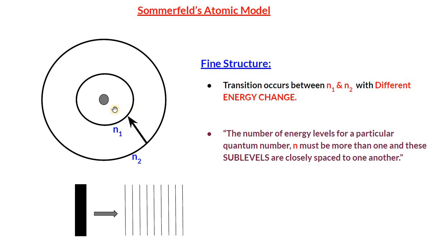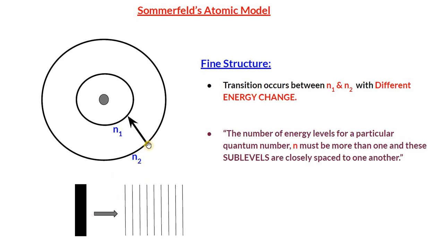So just take a logic and think about when we get a lot of lines over here. If the transition occurs from n equals 2 to n equals 1, we definitely get one line, because one transition, one line.